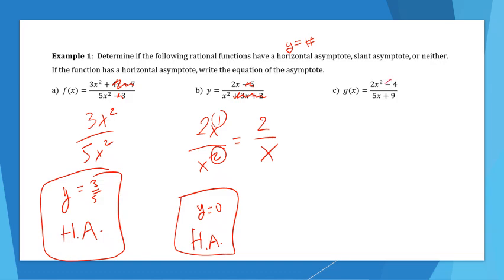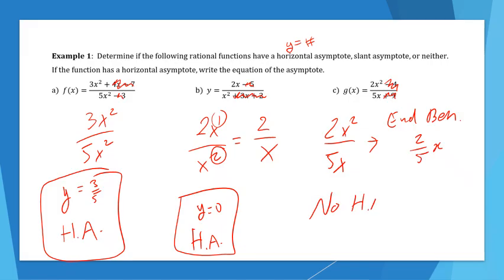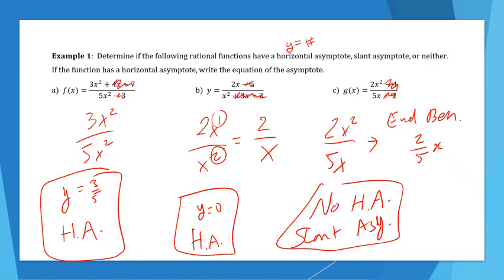And then finally, here, you don't worry about those. We have 2x squared over 5x. This is going to have end behavior the same as 2 over 5x, but no horizontal asymptotes. It will actually have a slant asymptote because the degree in the numerator was exactly one more than the degree in the denominator. So that one would have slant asymptotes, it would have end behavior, but it will not have a horizontal asymptote.